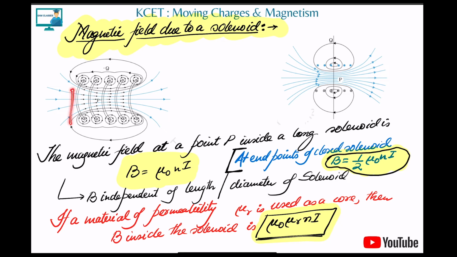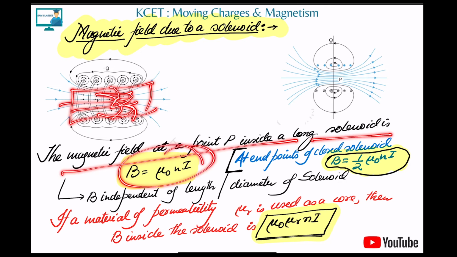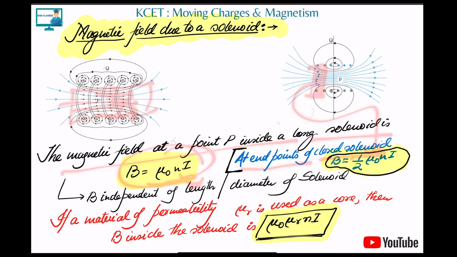Now we know the magnetic field for a solenoid almost behaves like a bar magnet. Inside, it is very uniform. So the magnetic field at a point P inside a long solenoid is B equals mu naught n I, where n is the number of turns per unit length. At the end points of a closed solenoid, it is half of that. That's it.